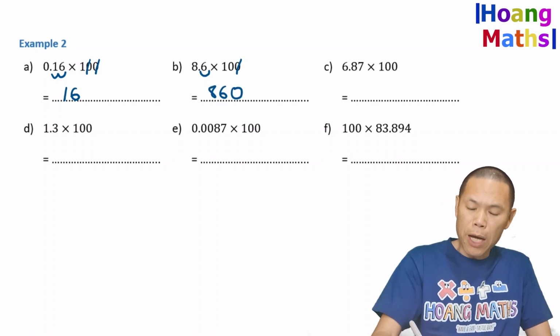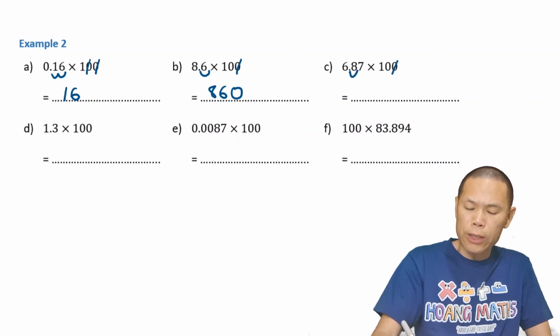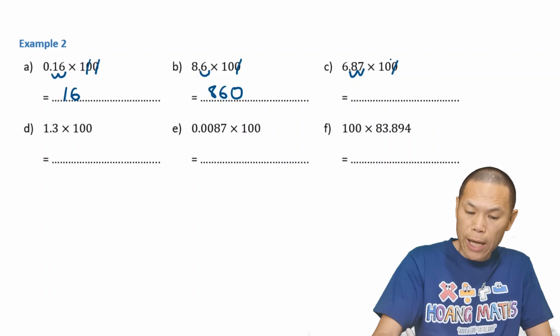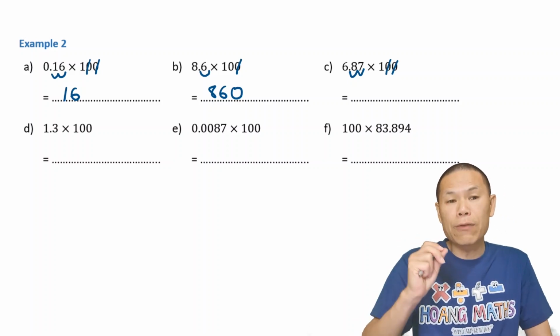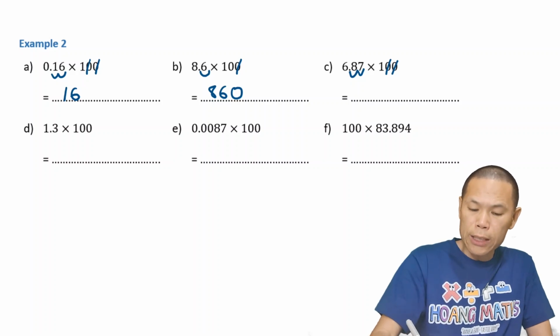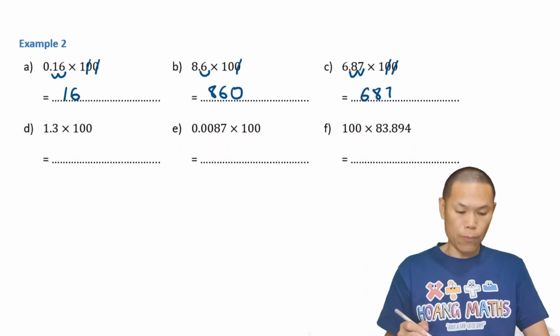And then part C, we have a decimal point here. We move 1, we cancel a 0. We move 1, we cancel 0. So that means 687 times 1. So the answer is 687. So there you go.